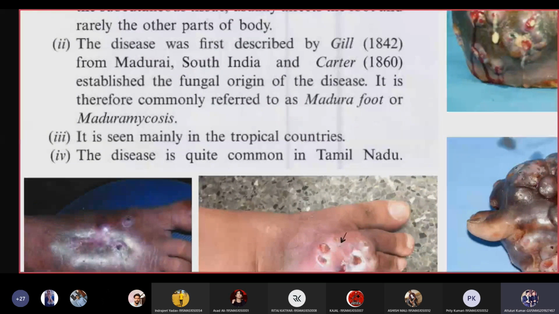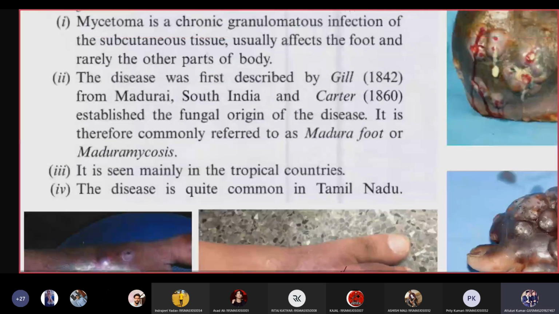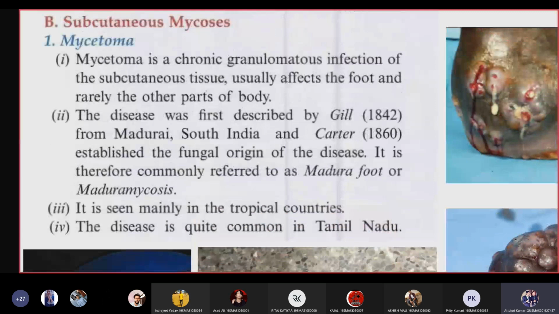Unfortunately, fungal infections are very common in South India because of the humid climate. Because of the humid climate, there is a high chance of getting these fungal infections. By the way, fungus loves moisture a lot. If there is any moist environment, definitely there is a chance of fungal growth.